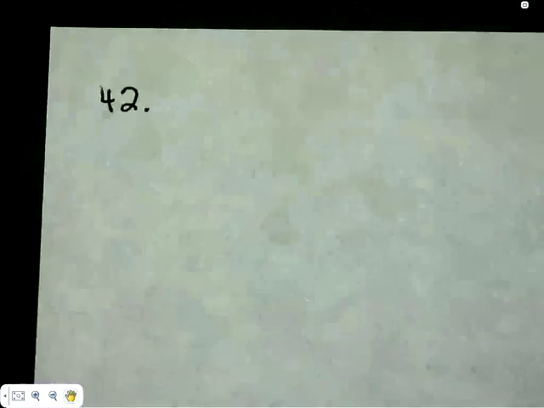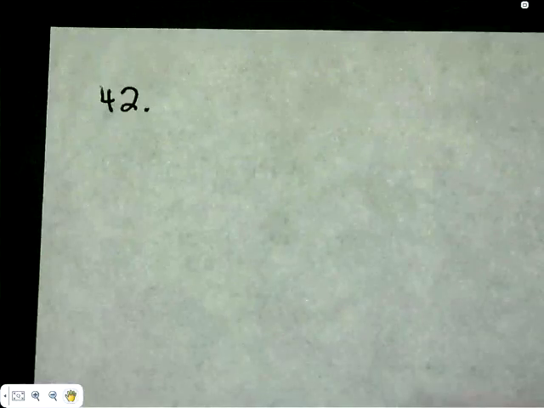Number 42. This is as bad as they get. They do not get any worse than this, but there is one on the test very similar to this. In my opinion, it's the hardest problem on the test, but I think you can do it if you practice plenty.